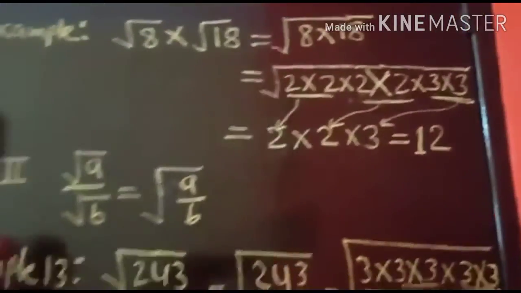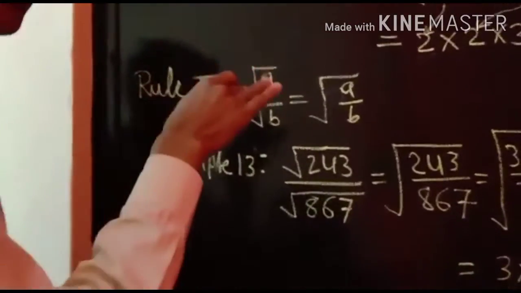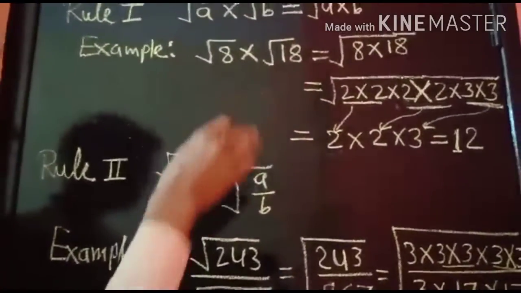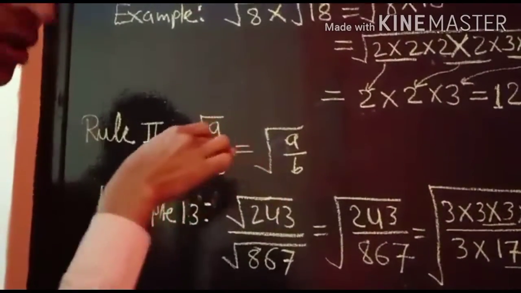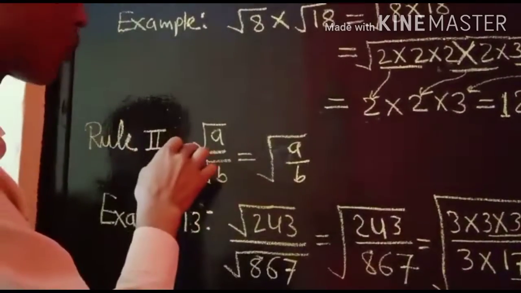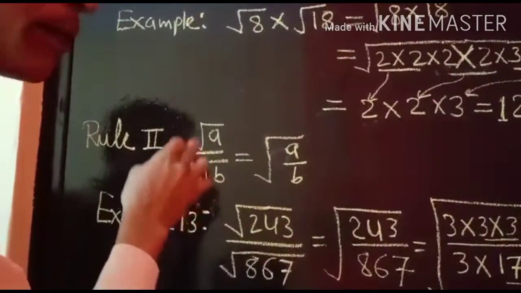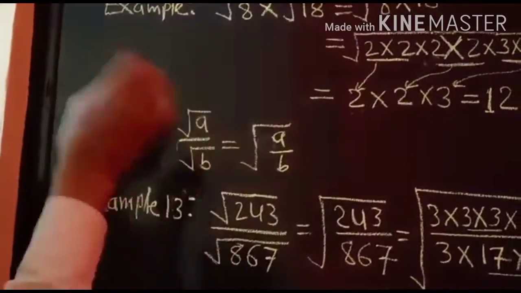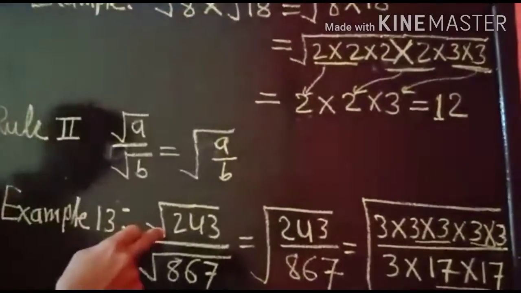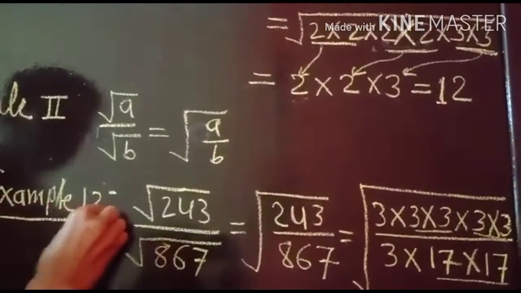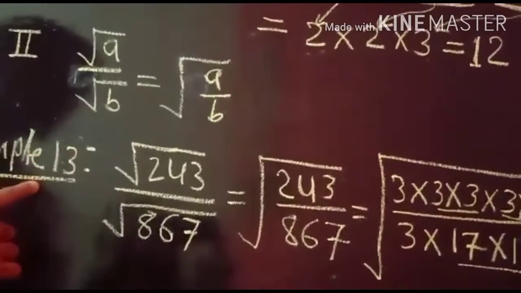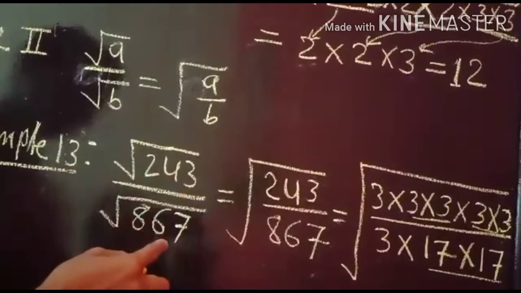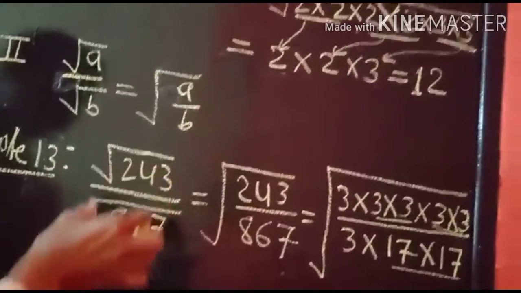Now you see rule 2. This is related with your worksheet. This will help you in future, but it will help just now in next worksheet 5. Square root of a divided by square root of b can be solved together as square root of a upon b. Here also we will see the same type of problem. I am solving example number 13. Square root of 243 divided by square root of 867 we cannot find separately.